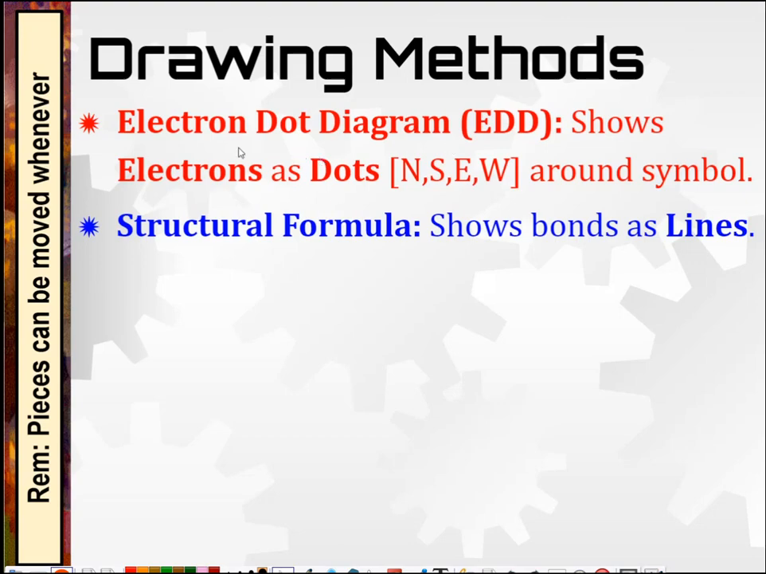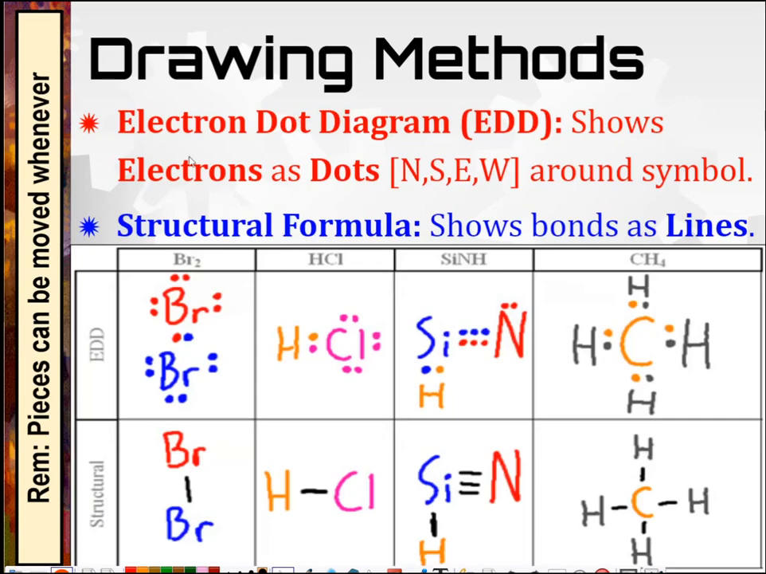So we've got our 2 drawing methods, electron dot and structural, and we can move these pieces whenever. This is an example of them. You can see the electron dot here. I've got bromine and bromine. You can see that the red bromine has 7 dots. The blue bromine has 7 dots. They have 2 dots that are shared between them.